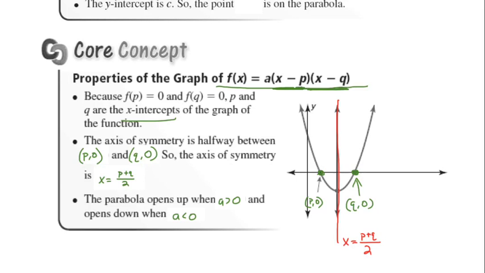And this graph right here is my vertex form, not vertex, intercept form: a(x minus p)(x minus q). So mind your p's and q's.